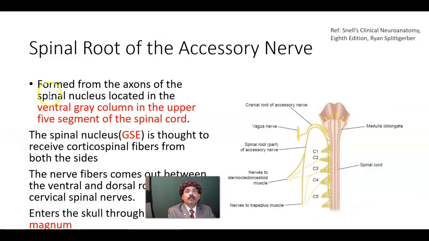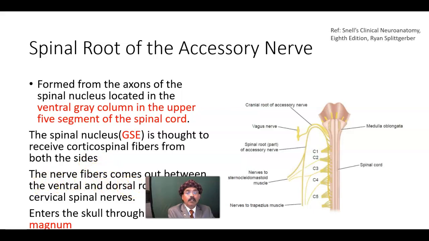Then the spinal root of the accessory nerve is formed from the axons of the spinal nucleus located in the ventral gray column in the upper 5 segments of the spinal cord. So here is the spinal root of the accessory nerve from C1, C2, C3, C4, from the anterior gray column axons, and they come out between the ventral root and the dorsal root of the cervical spinal nerves. The spinal nucleus is thought to receive corticospinal fibers from both sides of the brain, from both cerebral hemispheres.